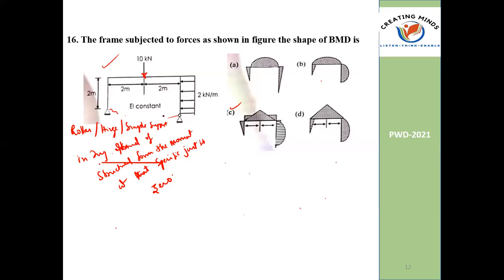This is roller. In this manner, it is roller or hinge. You consider it as a roller or hinge. The moment is always zero.